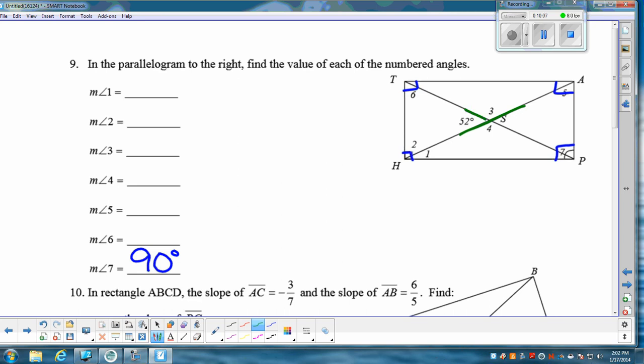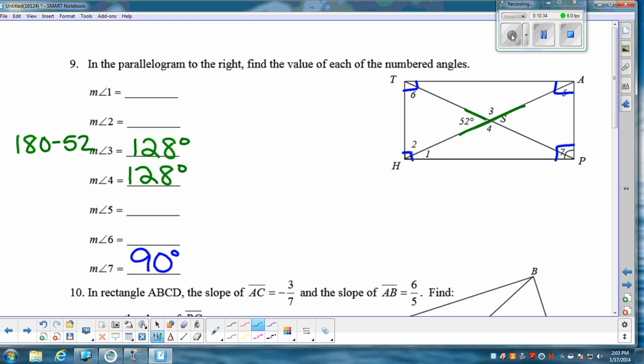Well, the 52-degree angle and angle 3 have to make a linear pair. So we know the two of them have to add to 180. So to figure out angle 3, do 180 minus 52, and we get 128 degrees. Since angle 4 and angle 3 are vertical angles, angle 4 is also 128 degrees.